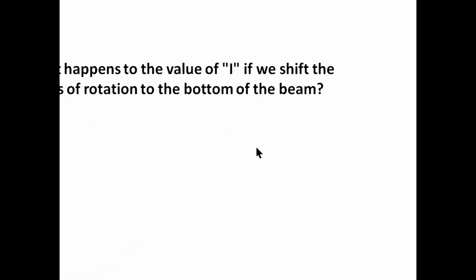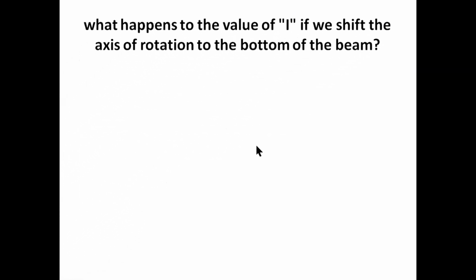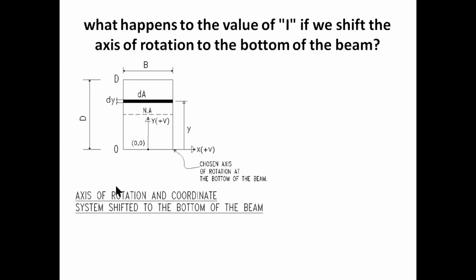Now, what do you think will happen to the value of I if we shift the axis of rotation and the coordinate system to be right at the bottom of the beam? Have a think about that. Well, everything is exactly the same as the previous example, except for one thing, and that is the limits of the integration. Because our coordinate system and the axis of rotation is at the bottom of the beam, this means that the coordinates x and y, being 0 and 0, start at the bottom and not at the center anymore.